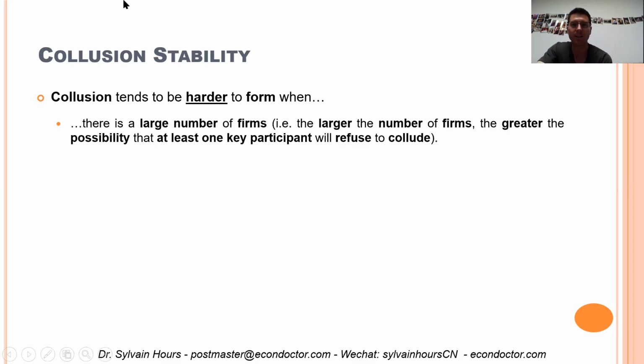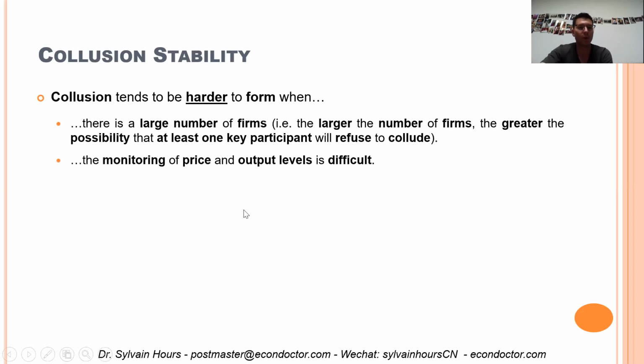A second factor that makes it difficult to collude is that the monitoring of price and output levels is difficult. As we said, collusion is often about agreeing on a given price, we all charge the same price, or agreeing on how much we produce.